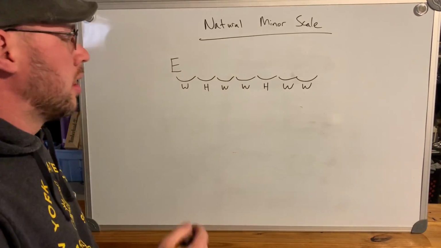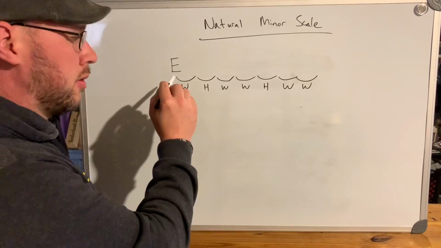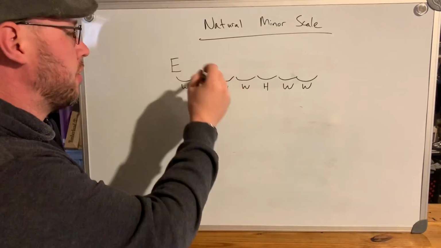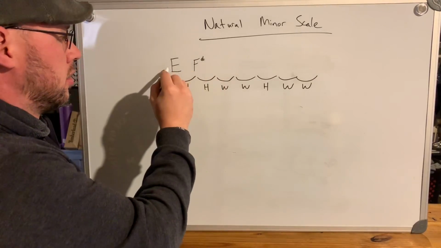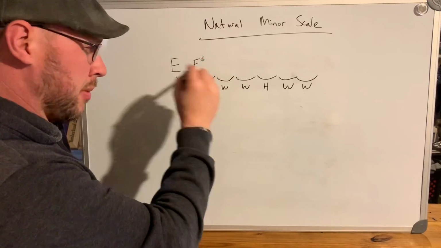All right, so the natural minor scale has some different increments. Before it was a whole step. This time it's a whole step and then a half step. So the first one's a whole step. We're going to go to F sharp. So we got a whole step here. And if you remember the major, we had a whole step as well, and then we had another whole step. This time we only have a half step.